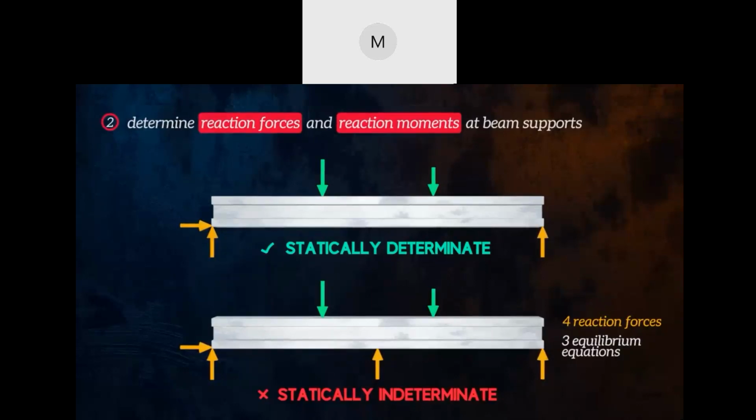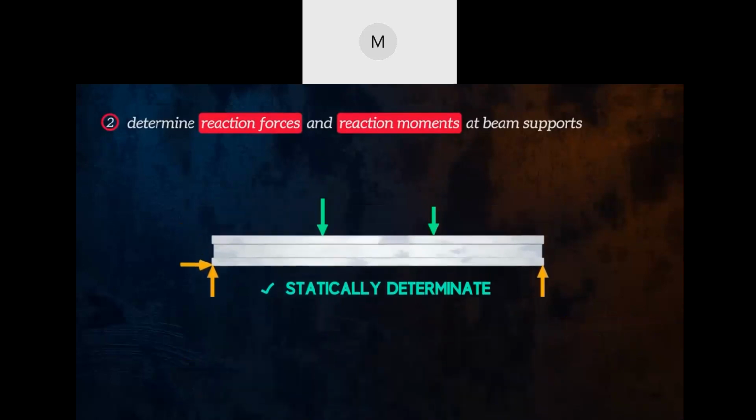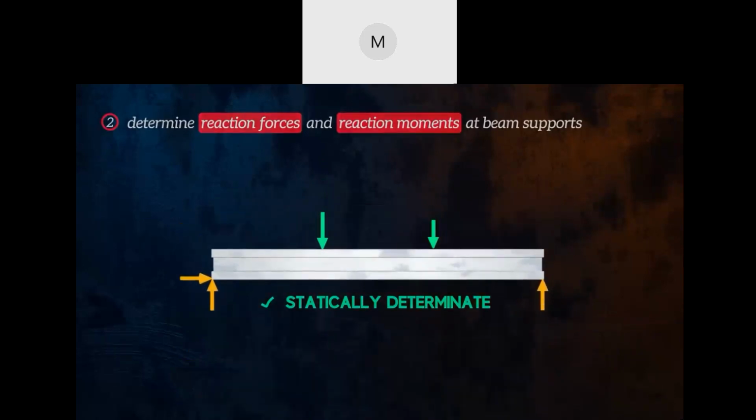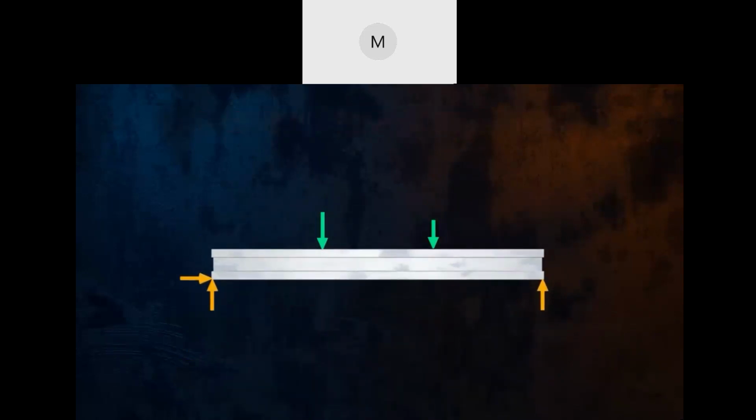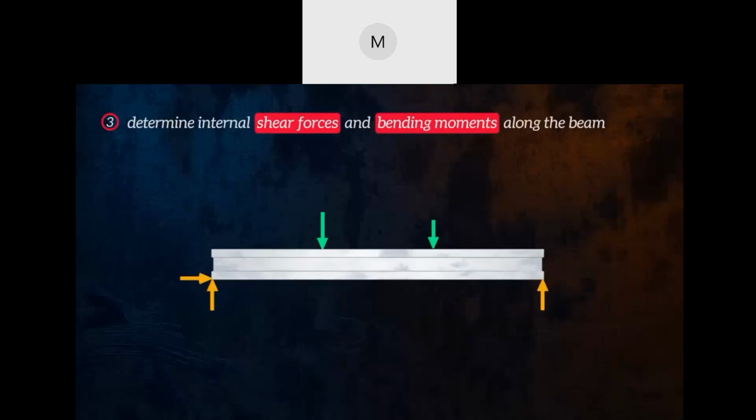In this video, I will only cover statically determinate cases, where we can use the equilibrium equations to calculate all of the reaction loads. Once we have calculated all of the reaction loads, the third and final step is to figure out the internal shear forces and bending moments at every location along the beam.